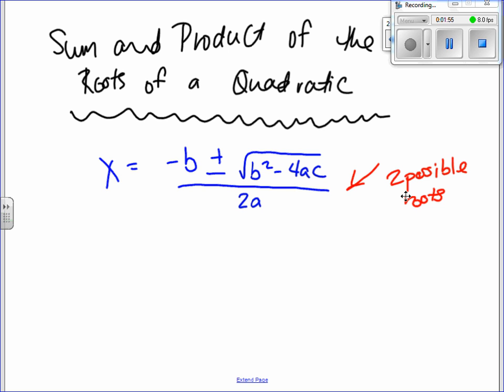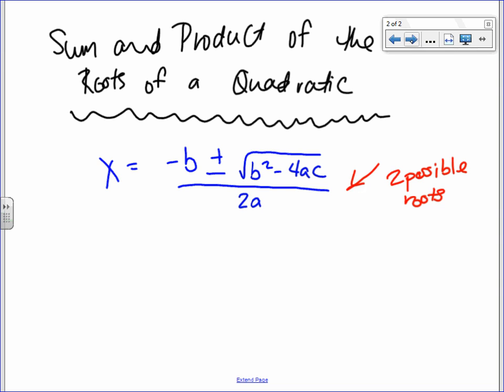Okay, and so what we're going to do is we're going to use the quadratic formula to actually find the sum and the product of the roots. And like I said, I'm actually going to prove it. Now let me minimize this so I can move to the next page. Okay, so let's go ahead and prove it. First, let's do the proof for the sum.